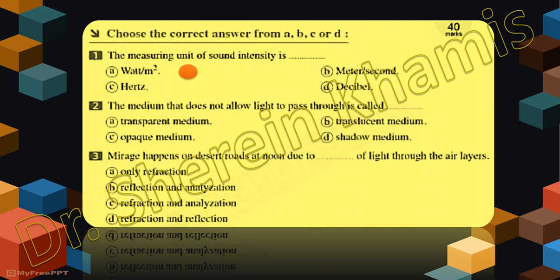Let's go to question 2. The medium that doesn't allow light to pass through is called what? We have transparent, translucent, opaque, and shadow.